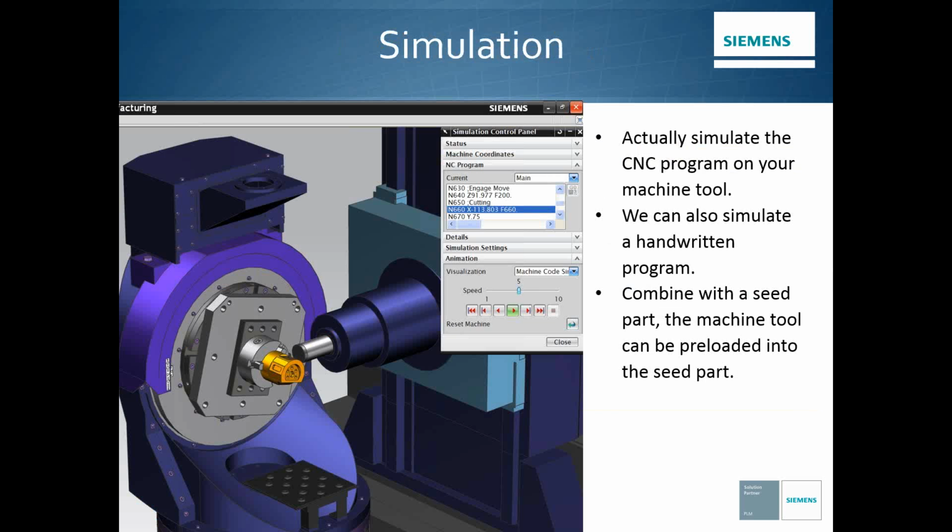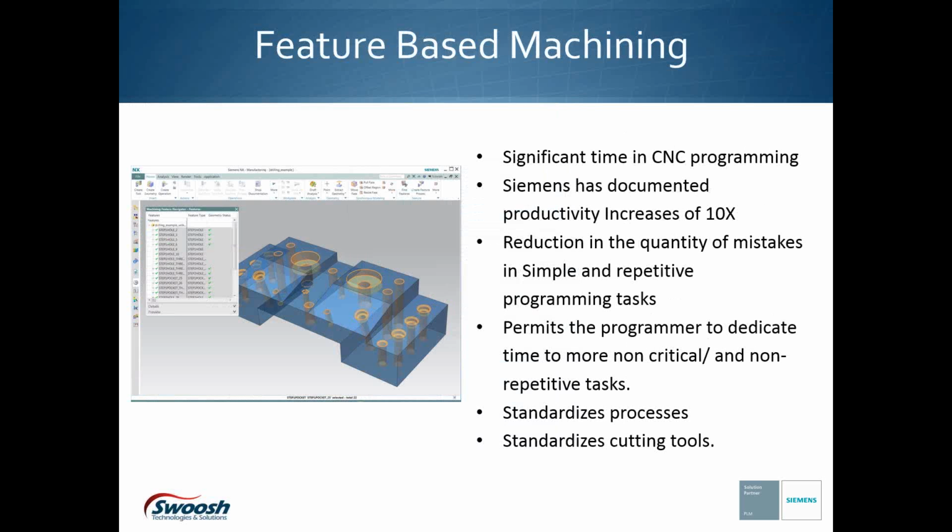Simulation, we can actually verify the CNC program on your machine tool as it's cutting. You can run it through pre-posted data and you can run it through posted data, and we can also do handwritten code with a different button pick. That's not a problem. You can combine it, as you've seen, with the seed part where all the geometry is preloaded in the machine or in your seed part, so your operators can place the parts consistently on a machine tool to speed up the process.